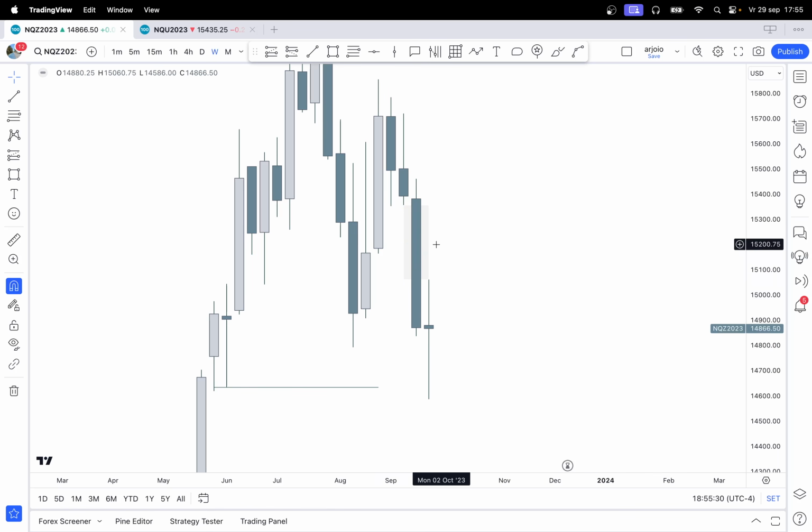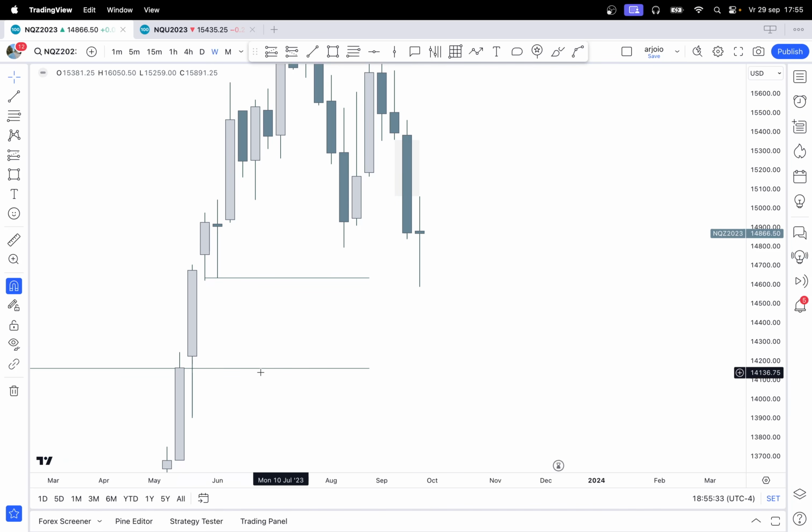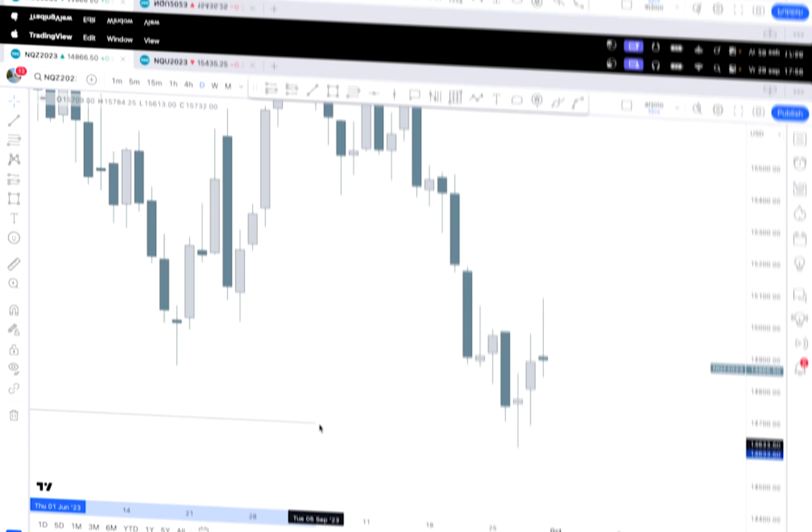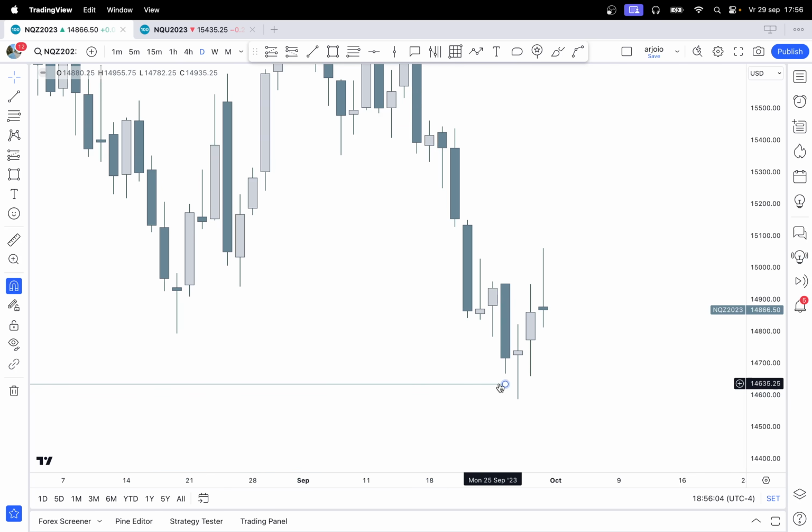Is this in context of the monthly? Yes, it is, because we have that monthly draw on liquidity that is sitting right there. Now, if we go back into the daily time frame, this was that monthly first draw on liquidity right there.